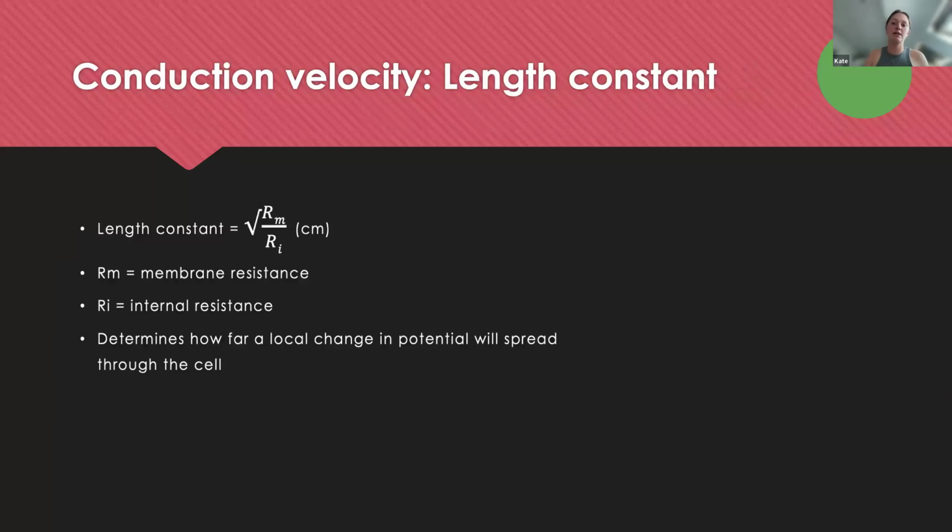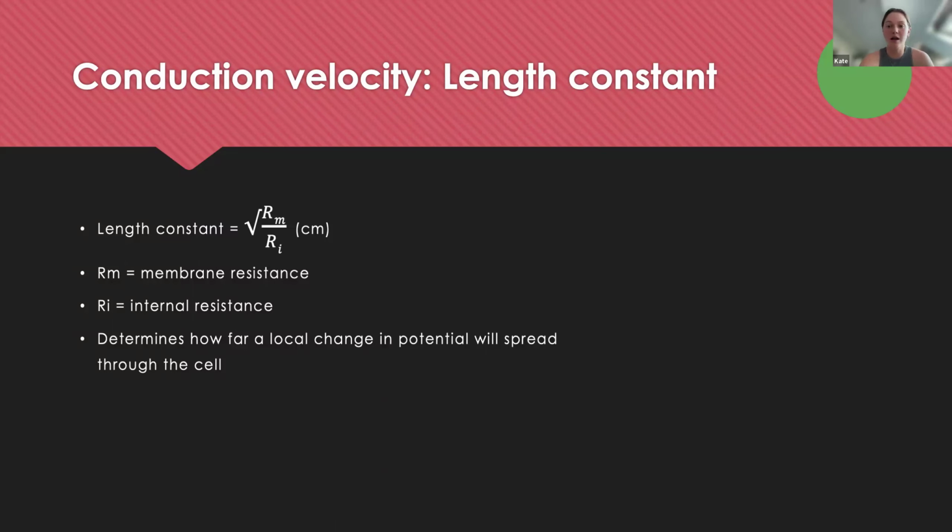There are two things that determine conduction. Conduction velocity is determined by both the length and time constants, dependent on a number of different factors. And these two constants can be used to understand how things like myelination and diameter affect conduction velocity. So this is the length constant, which is the square root of the membrane resistance over the internal resistance. This tells us that if you increase the diameter of a nerve, you decrease the internal resistance, and hence you have an increased length constant, and hence increased conduction velocity.